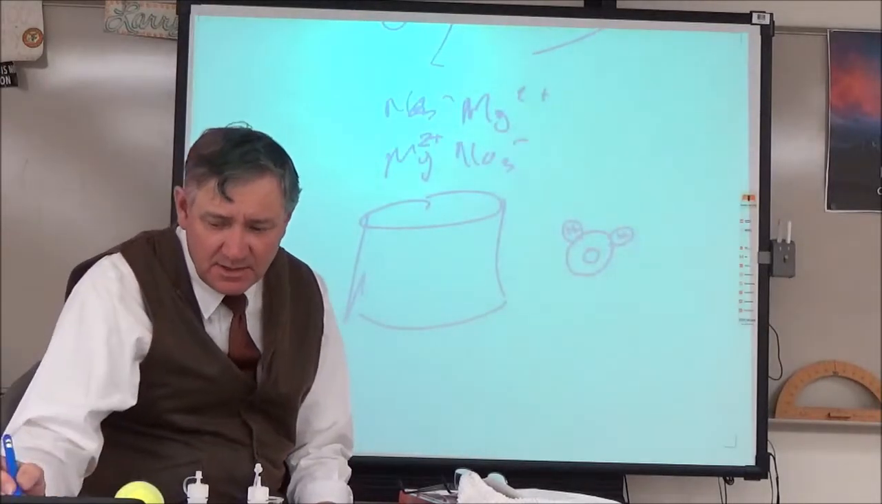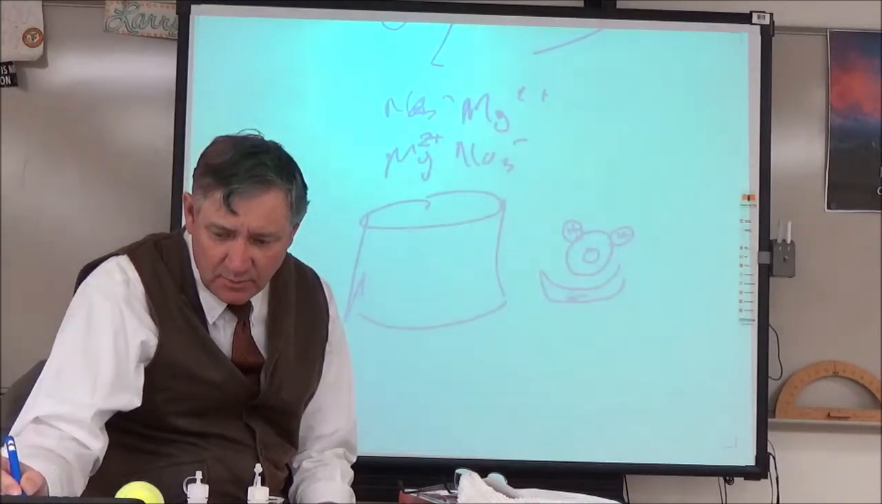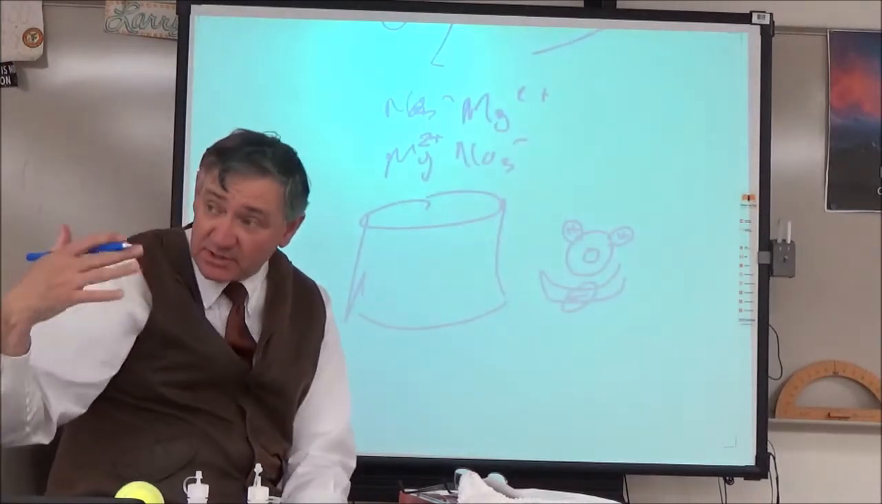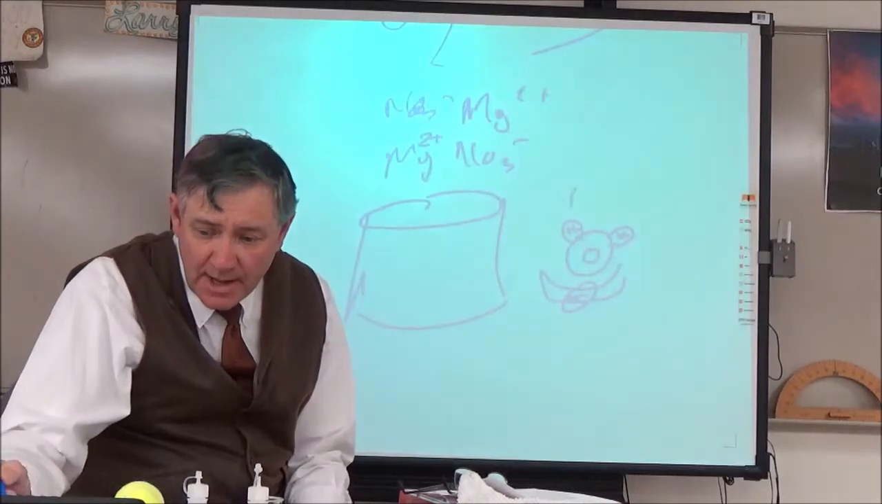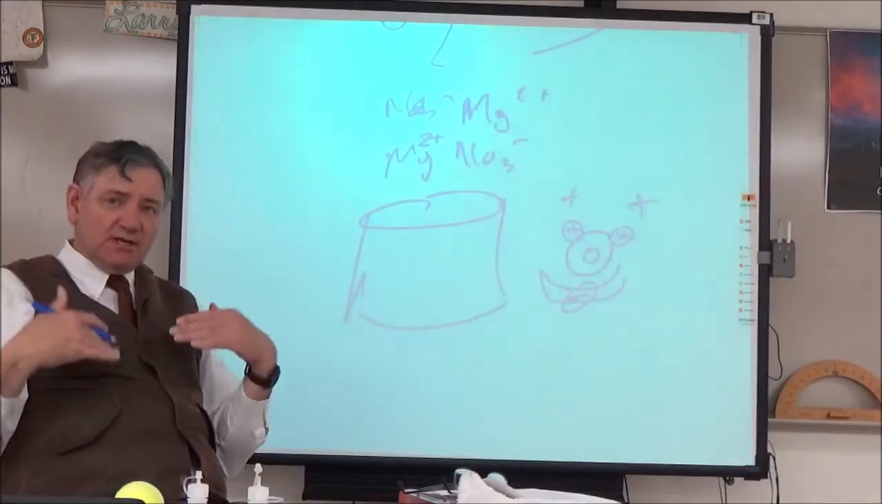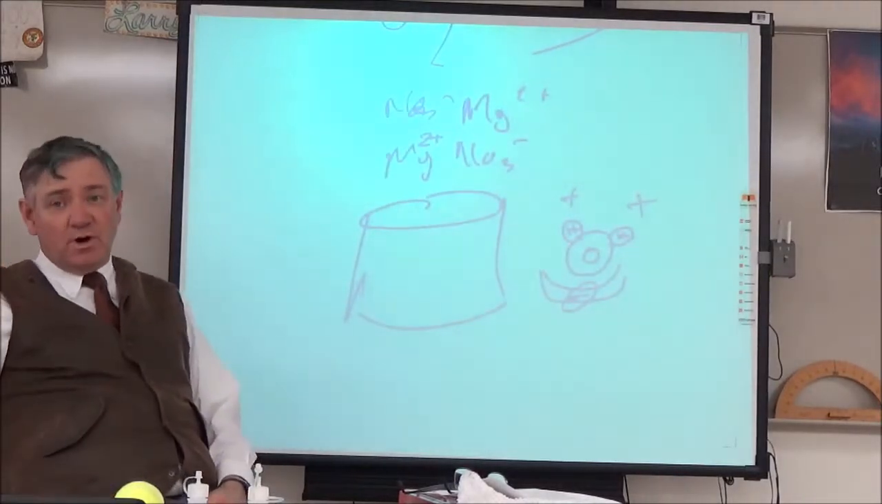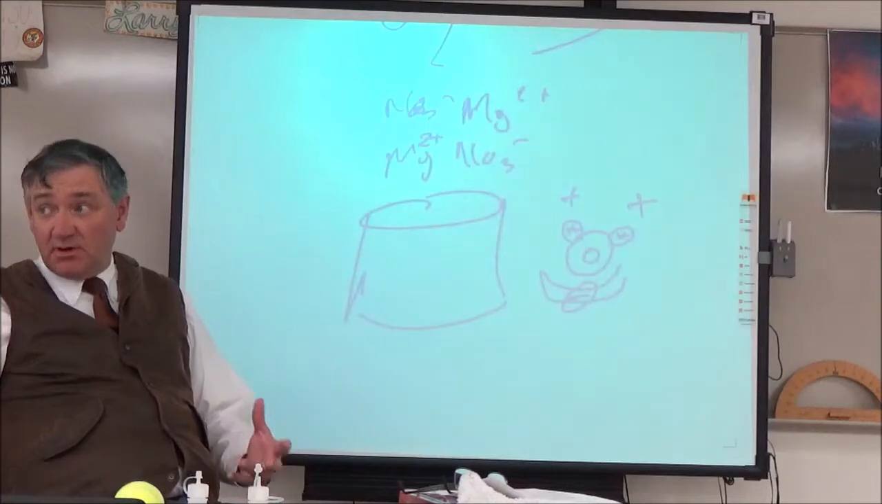But basically, what we talked about yesterday, the water has a negative end where that oxygen is, because it has more electrons in that end of it. And the hydrogen end is positively charged. So you have a negatively charged end and a positively charged end. That's what makes water such a good solvent. That's why it dissolves stuff, okay?